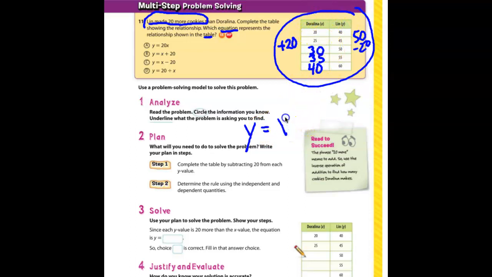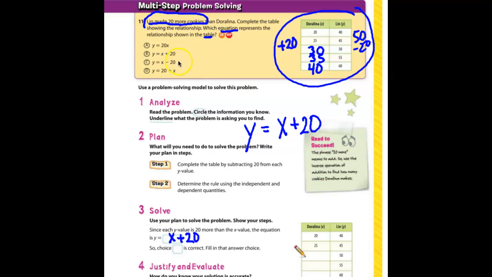x. Y is equal to x. But what has to happen to x in order to make it turn into y? What did we do to 20 to make it a 40? We had to add the number 20. So this is the equation that we're writing. Down here it says since the y value is 20 more than the x value, the equation is y is equal to x plus 20.